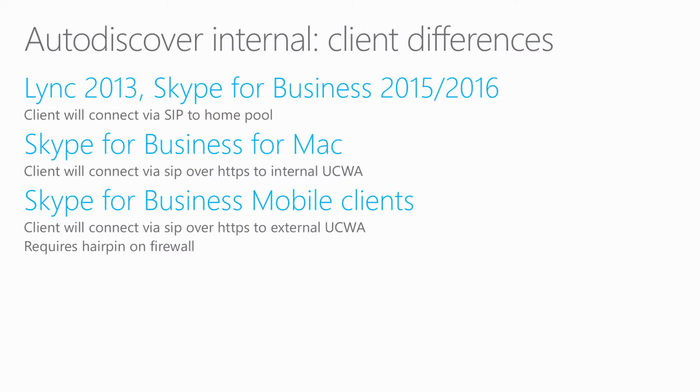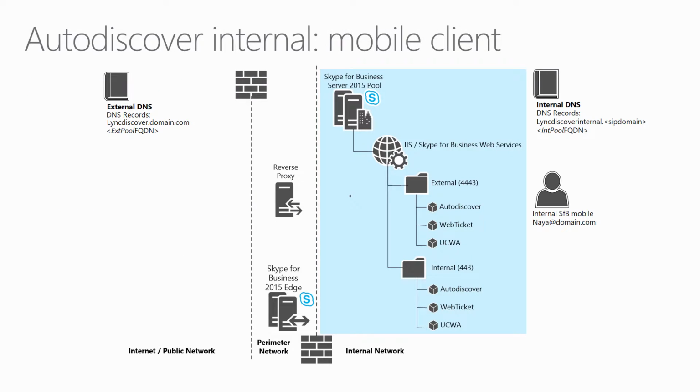And while this is great functionality-wise, it requires a hairpin on the firewall. So the firewall needs to allow that connection from internal clients to the reverse proxy. So let's see how the signaling looks for Naya. She's using the mobile client.